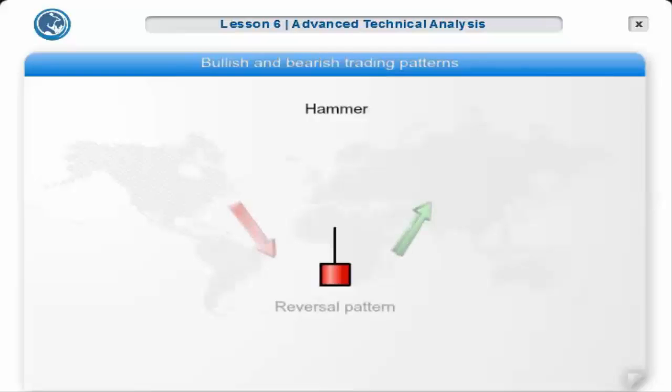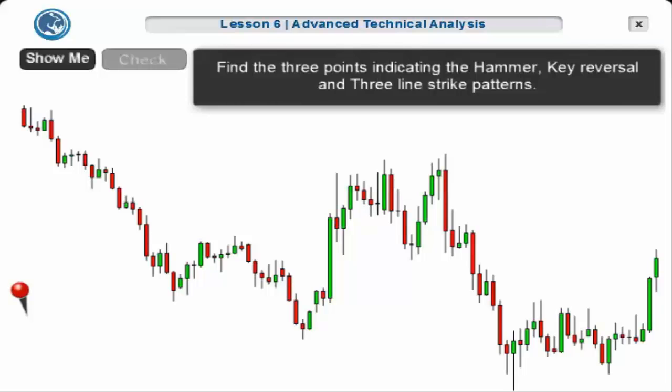Hammer, a single candlestick reversal pattern indicating only a bullish outlook. After consecutive falls in price, a short red candlestick appears whose shadow is longer than its body. Find the 3 points indicating the hammer, key reversal and 3-line strike patterns.